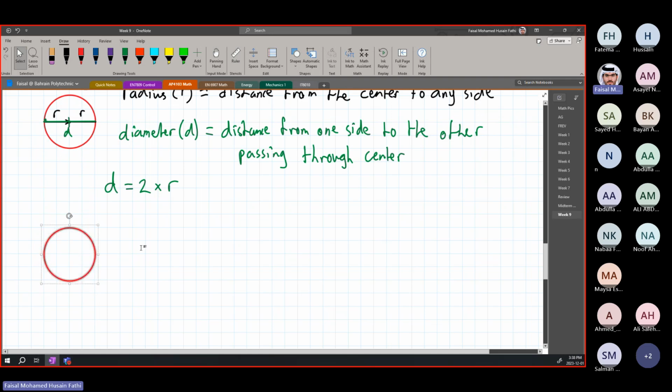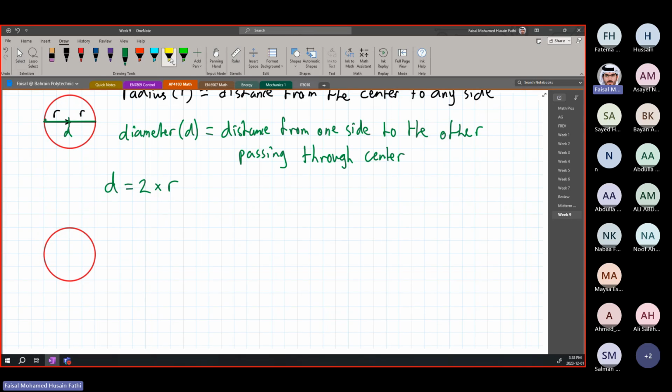Okay, we have the circle. So what did we say the perimeter of any shape is? It's the outside size of the shape, or the outside edges of the shape, the length of it.